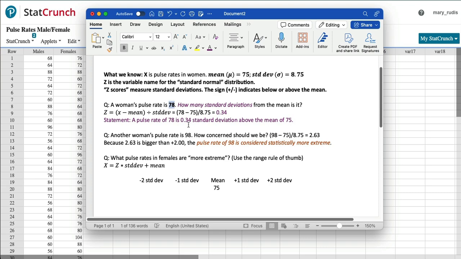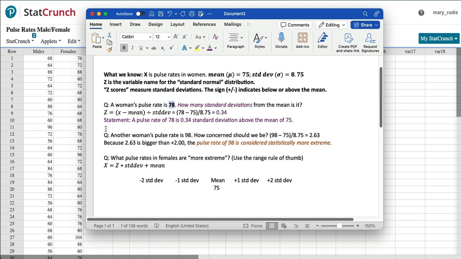So it's basically 1/3. 0.34 is about 1/3. So think of it as 1/3 of a standard deviation. That's how far away you are, which isn't really that far. You're relatively close. You might as well be very close to the mean. So that's right around what we expect a woman's pulse rate to be. Okay? No alarm there.